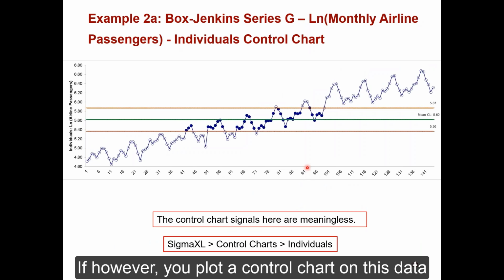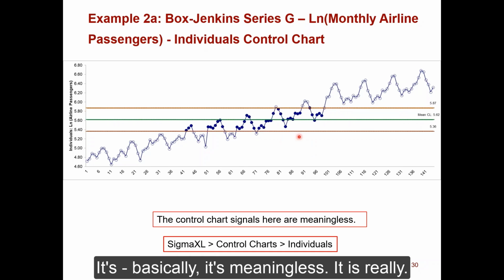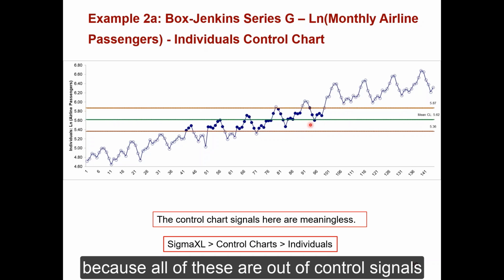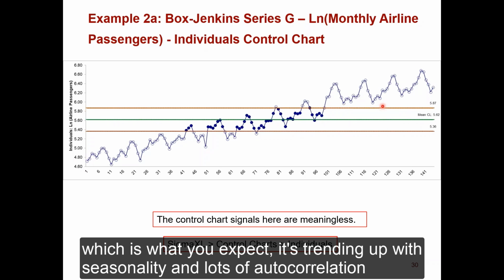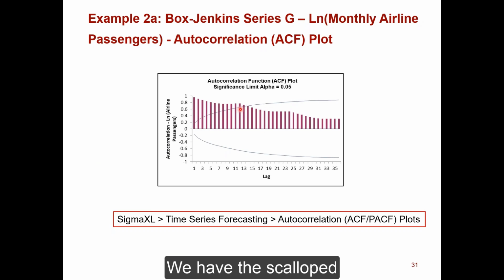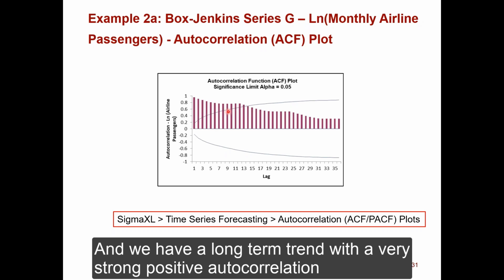If, however, you plot a control chart on this data, it's meaningless. You can't use it for SPC purposes because all of these are out of control signals, which is what you would expect. It's trending up, you have seasonality, lots of autocorrelation. Again, we saw the ACF plot. You have the scallop due to the seasonality, and you have a long-term trend with very strong and positive autocorrelation.